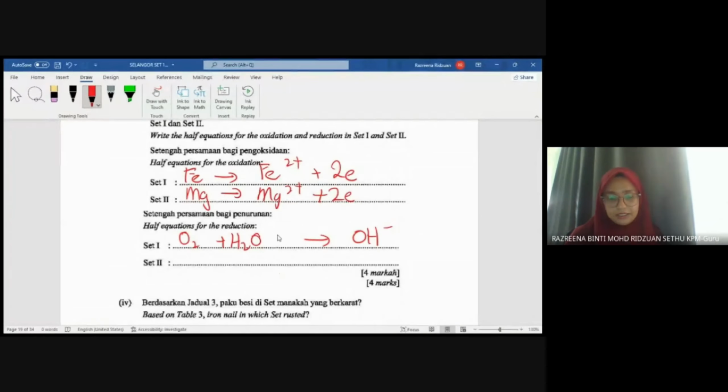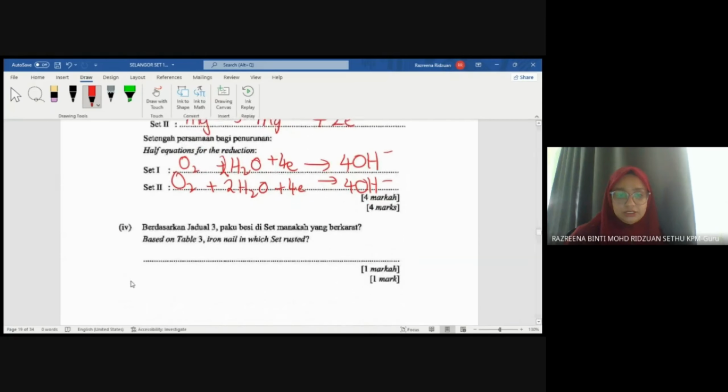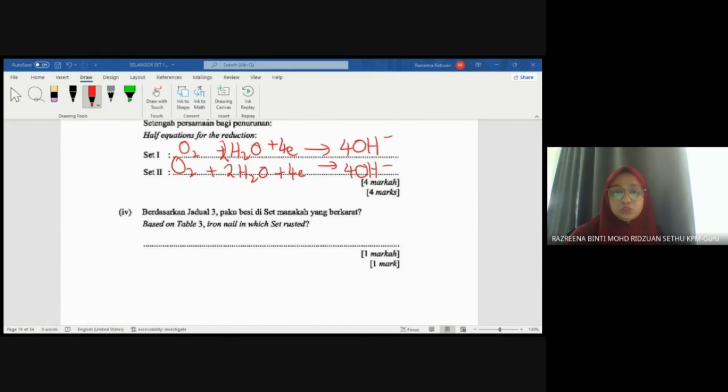By adding 4 electrons here, 4 here, and now 2 of water. And the same goes for set 2 as well, 2H2O is the same thing. Here is the reduction. So in this set 2, the iron is safe. It does not undergo oxidation. Now, based on table 3, which one is rusted? So you can say set 1.